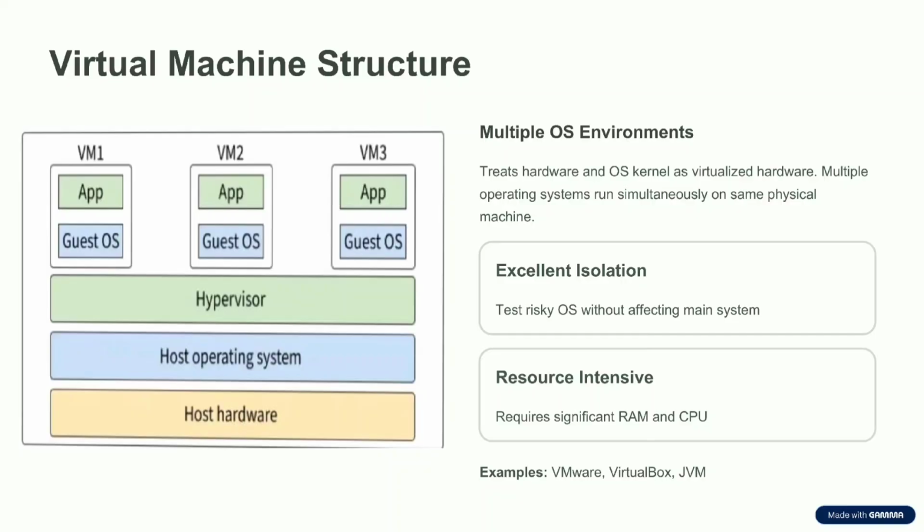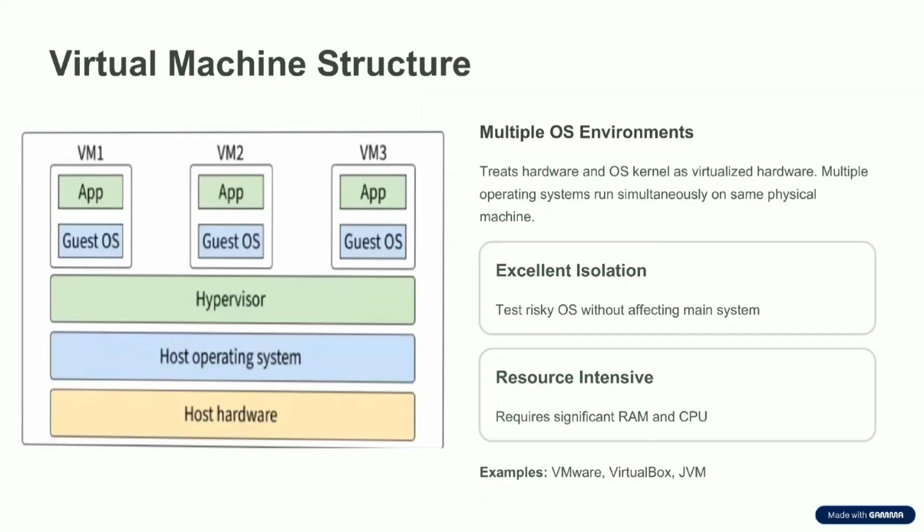In this structure, one physical computer can run many operating systems at the same time. Each virtual machine has its own application and its own guest operating system. All virtual machines run on software called a hypervisor. The hypervisor sits on top of the host operating system and host hardware.